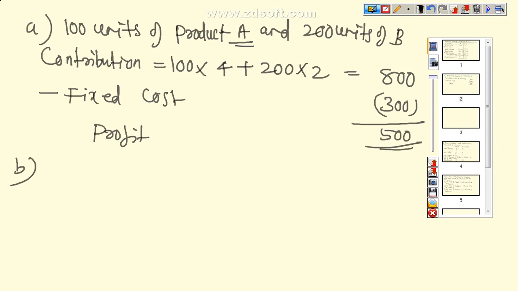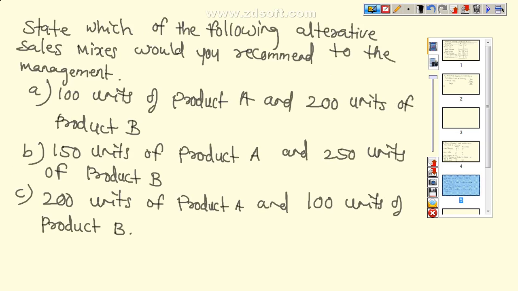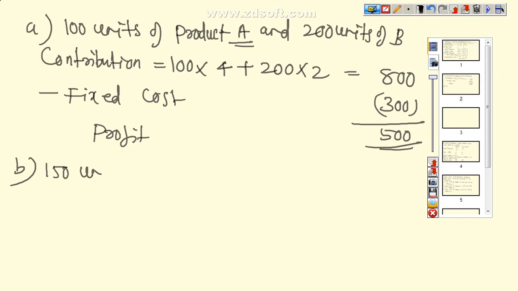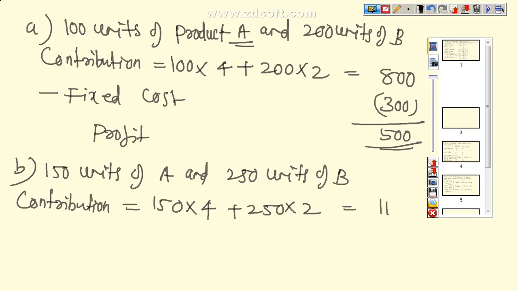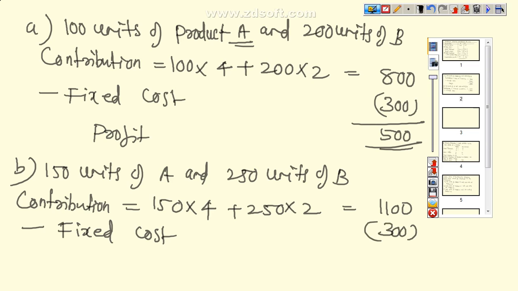Now, second alternative, 150 units of product A and 250 units of product B. So we write it here 150 units of A and 250 units of B. So contribution is equal to 150 multiplied by contribution per unit of A which is equal to 4, plus 250 multiplied by 2, that is equal to 1100, minus fixed cost, that is same for all the sales mixes, that is equal to 300. Now profit is equal to 800.